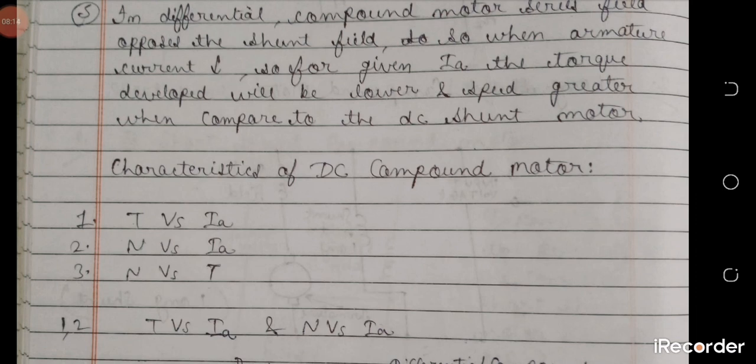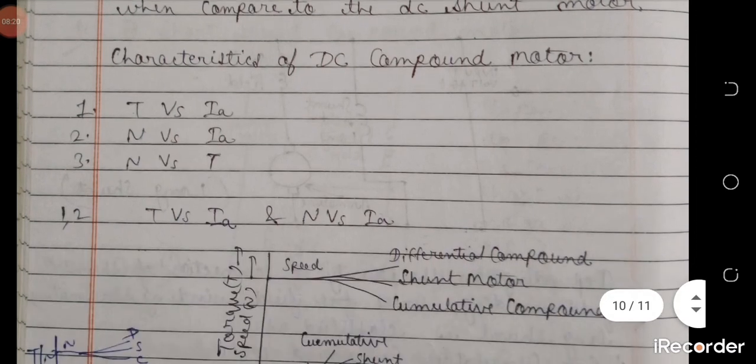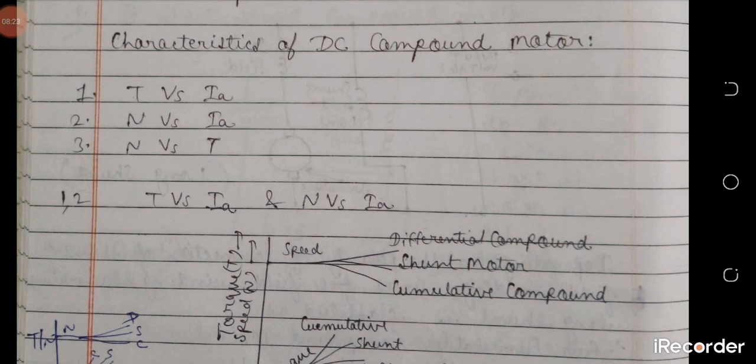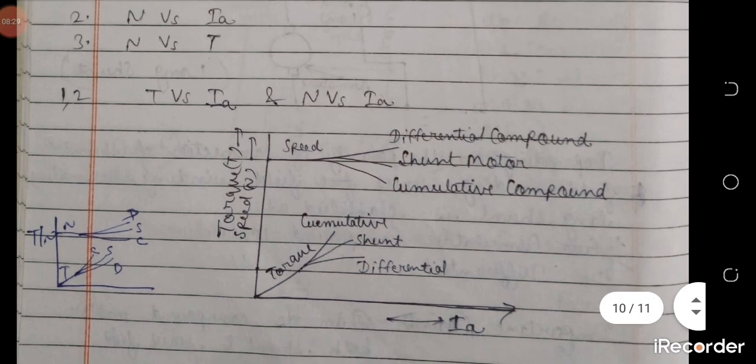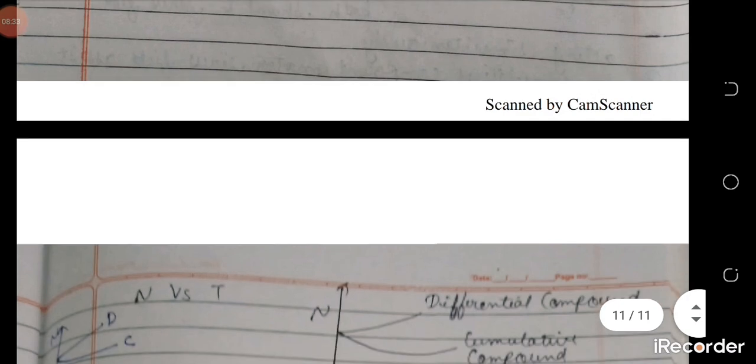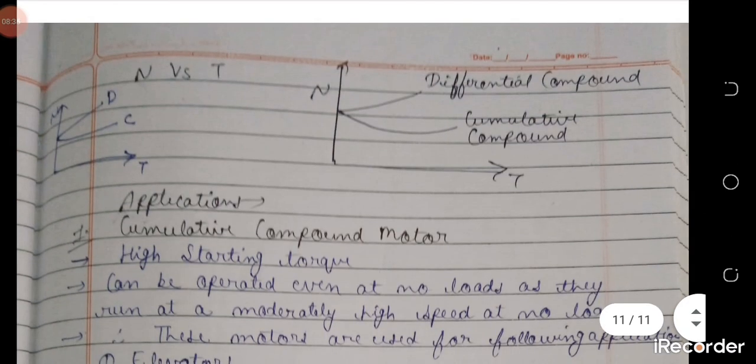Now characteristics of DC compound motor: T versus Ia, N versus Ia, and N versus T. So first and second characteristics are T versus Ia and speed versus armature current characteristics. This is the diagram of both the characteristics. And now third is N versus T. So first curve is differential compound motor and second is for cumulative compound motor.